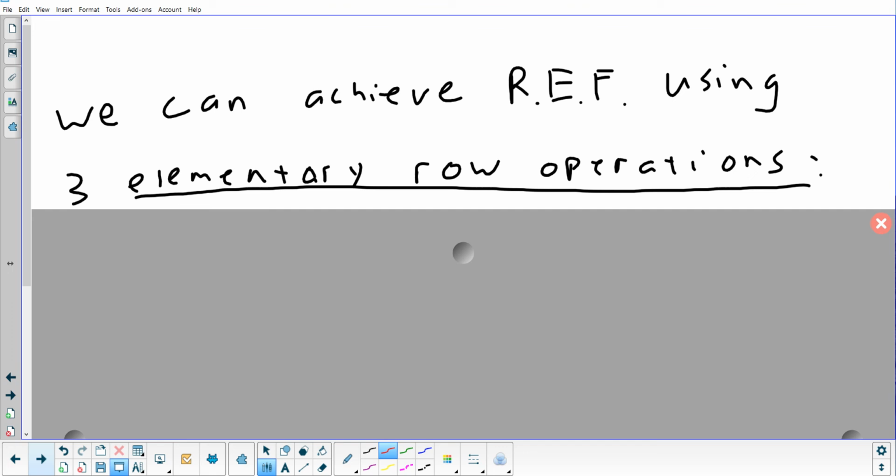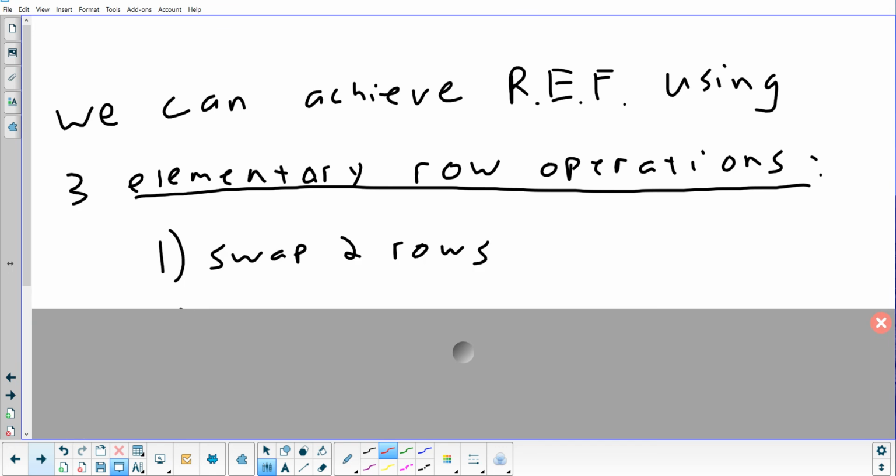So in order to get these ones and zeros in the spots that you want, which is ones on the main diagonal, zeros below, there are 3 things you're allowed to do to your matrix. And these are called elementary row operations, EROs.